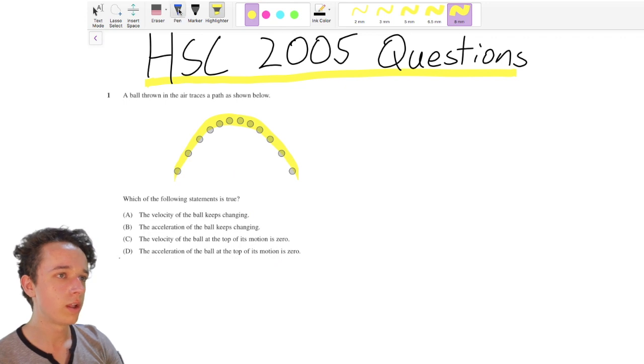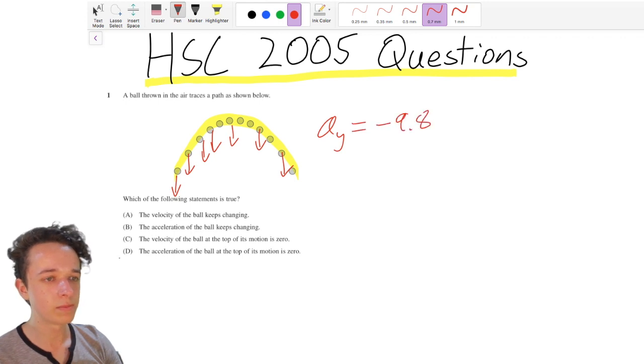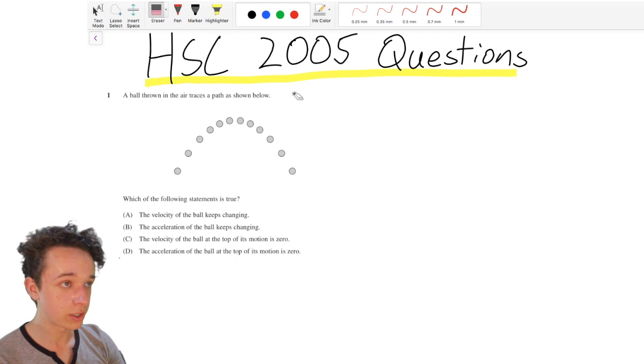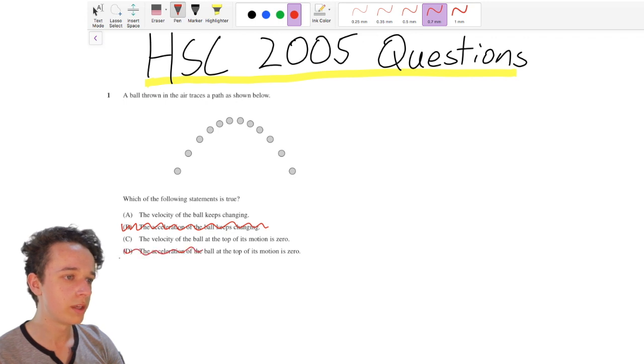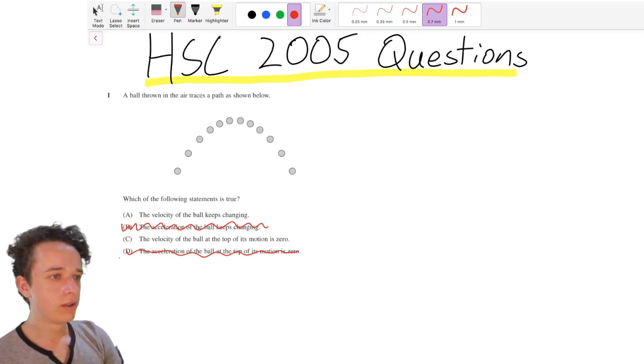Okay, so first of all, like I just said in the previous question, the acceleration at each point in this projectile's motion, at every single point, is a constant negative 9.8 meters per second squared. So at each point of the motion, it's got some constant acceleration. So the acceleration is definitely not changing, right? So the acceleration of the ball keeps changing. Let's remove that one. And down here, the acceleration of the ball at the top of its motion is 0 is also wrong because the acceleration will have a magnitude of 9.8 meters per second squared, assuming this is thrown on Earth. So what else do we know?